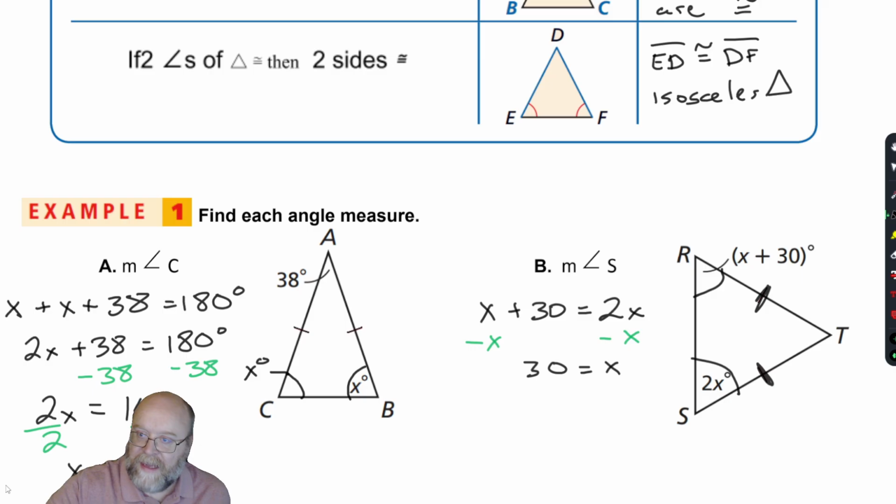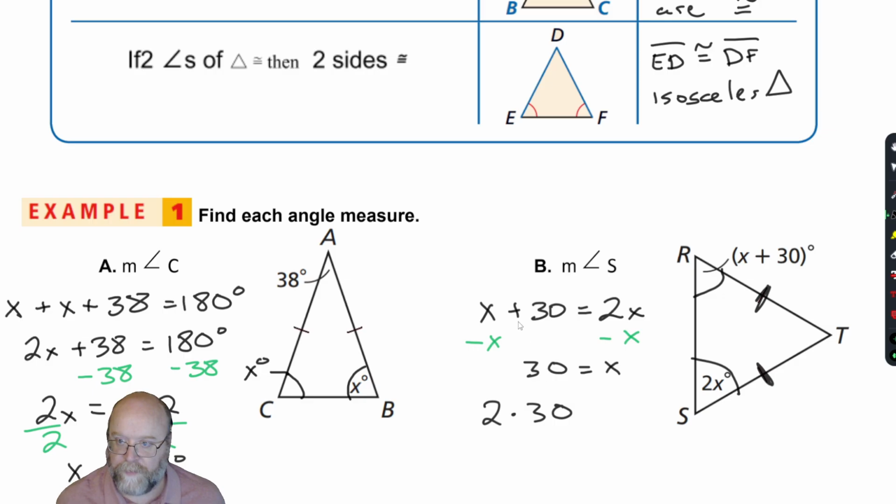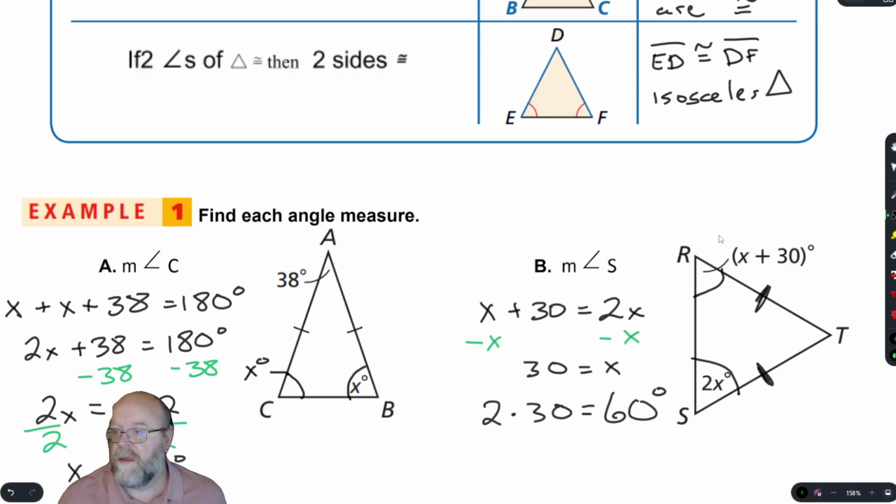What's the problem actually asking? What's the measurement of angle S? Okay, so S is 2 times x. So 2 times 30. Or 30 plus 30. Because they're congruent, right? You could pick either one of them, actually. You're going to get 60 degrees. 60, 60. What's this one?